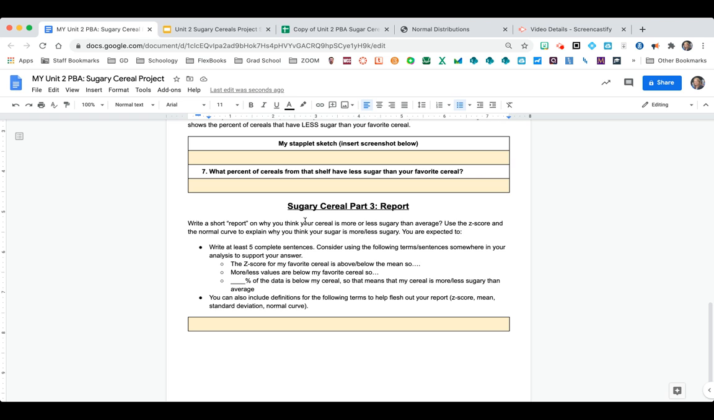Last part is part 3. You are going to write a short report. It's kind of more like a paragraph on why you think your cereal, the one that you chose, for me it was Apple Jacks, is more or less sugary than average.